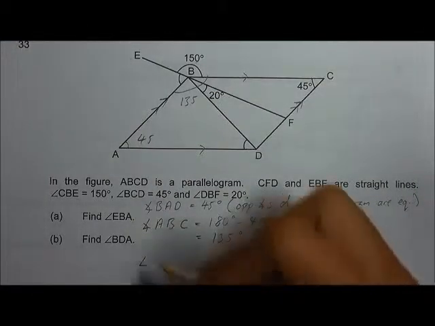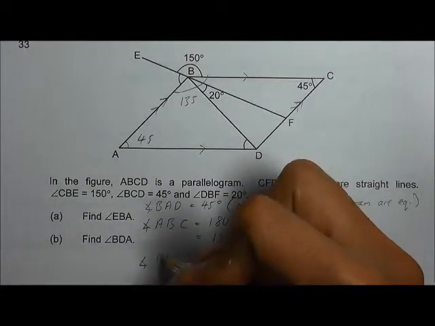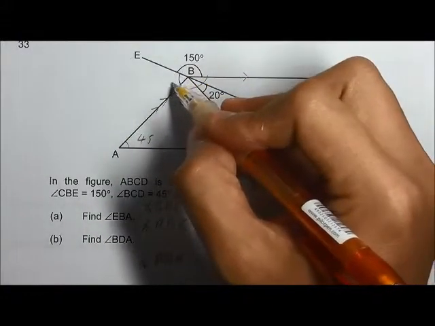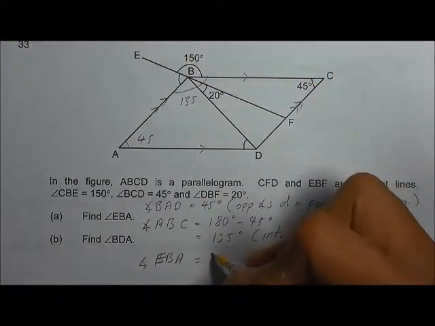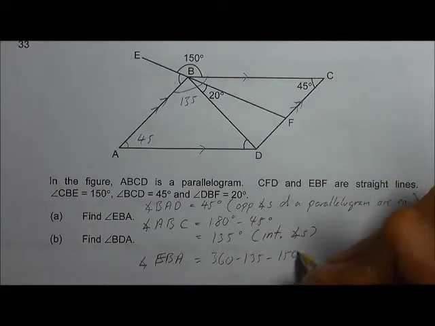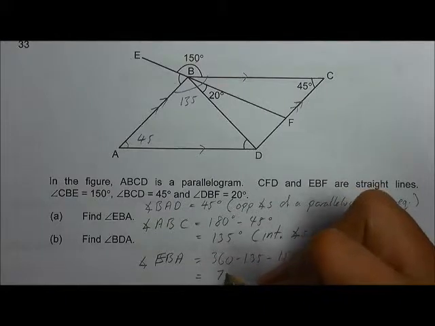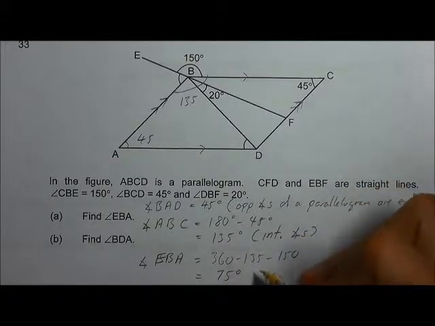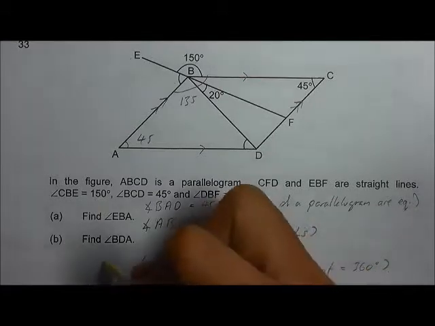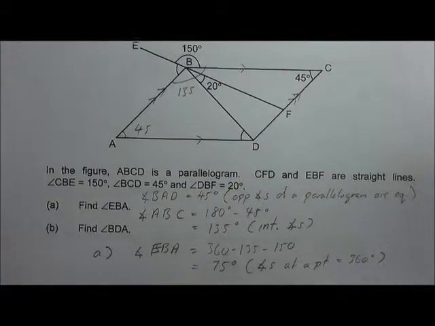Okay, next we can find angle EBA. Angle EBA will be this angle here. It will be 360 minus 135 minus 150. That will give us 75 degrees. This is because angles at a point equal 360 degrees. Okay, so we have solved part A.